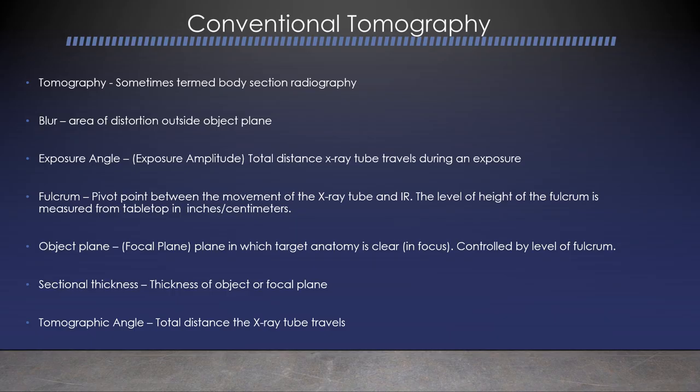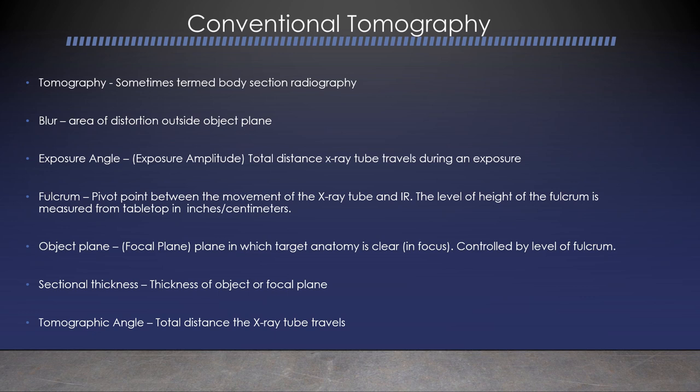Conventional tomography. A few terms you should know. Tomography, sometimes termed body section radiography. Blur, an area of distortion outside the object plane. Exposure angle, or exposure amplitude, is the total distance the X-ray tube travels during an exposure. Fulcrum, a pivot point between the movement of the X-ray tube and IR. The level of the height of the fulcrum is measured from the tabletop in inches or centimeters.